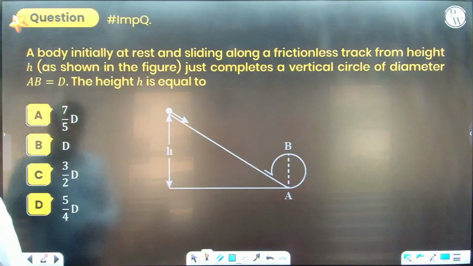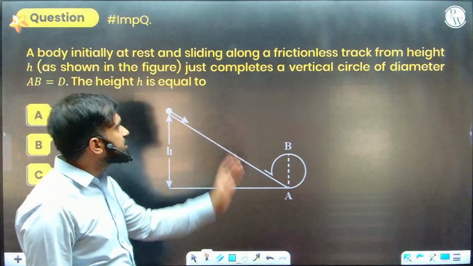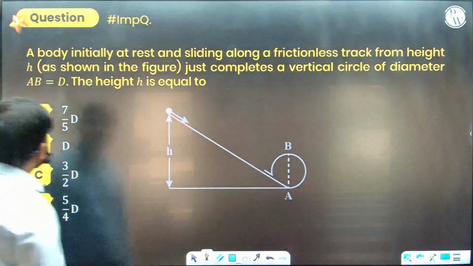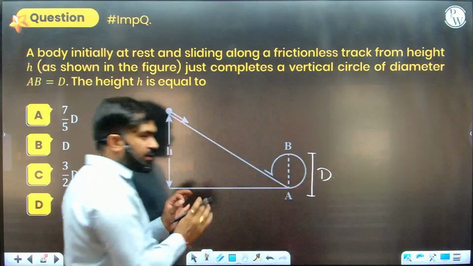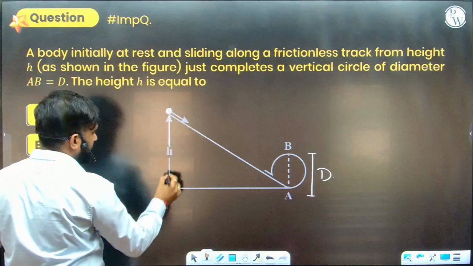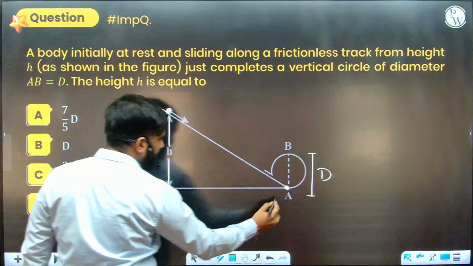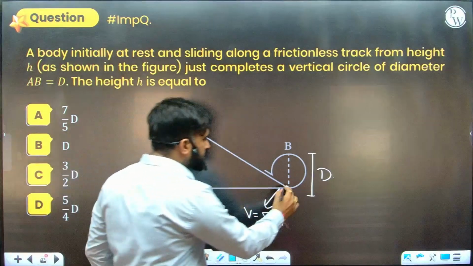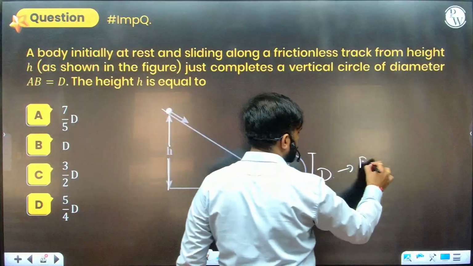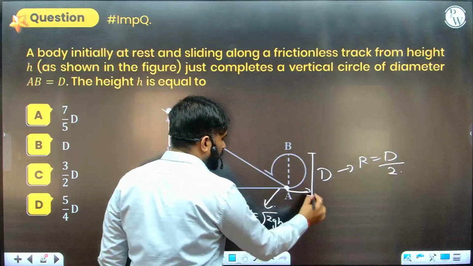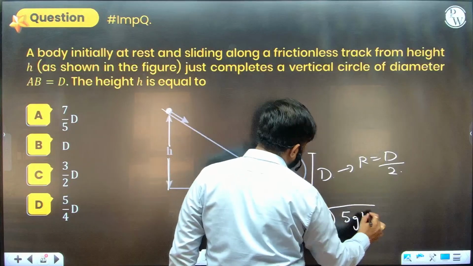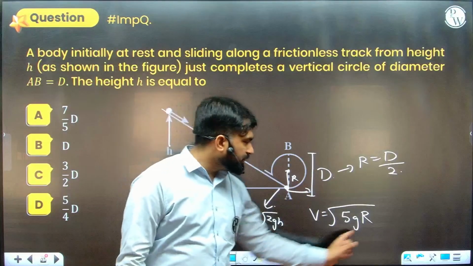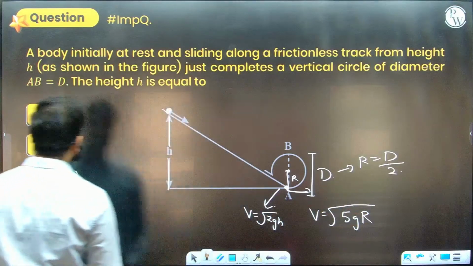The problem says a body initially at rest, sliding along a frictionless track from the height h as shown in the figure, just completes a vertical circle of diameter AB, which is equal to d. Now see, the straightforward concept is, if you release an object from height h, at the bottom of this path the velocity it gains due to this height will be under root 2gh. And then it moves in a circular motion, completes the vertical circle of radius r is equal to d by 2. So its velocity at the bottommost point must also be equal to under root 5gr, and they both must be equal. It gains the velocity under root 2gh, moves in the vertical circle with the velocity under root 5gr. We equate both of them and then we'll get the relation of this height h.